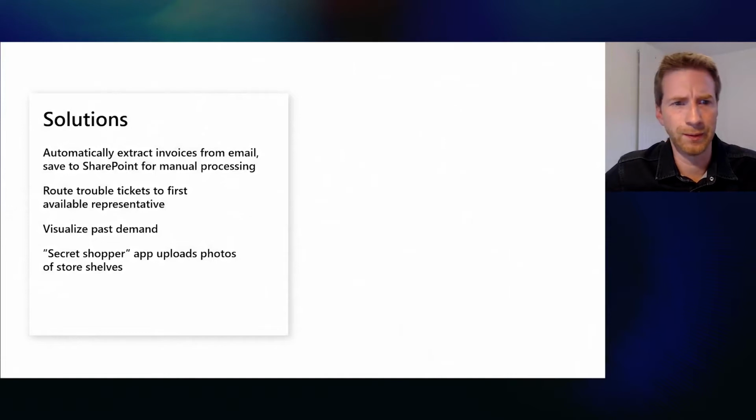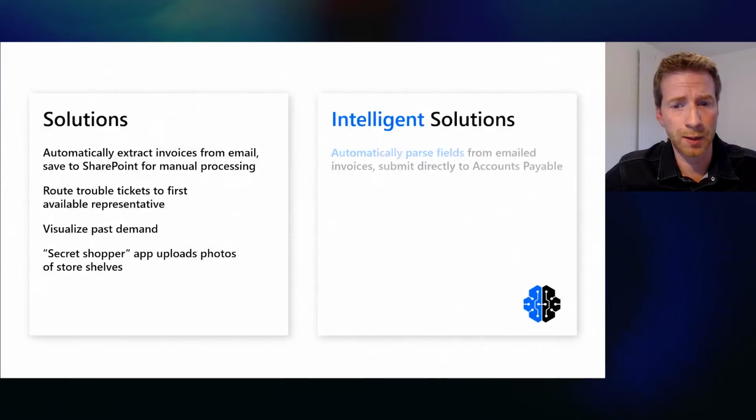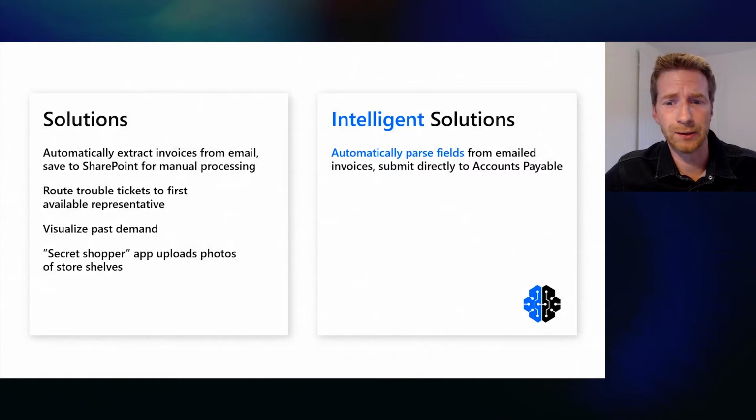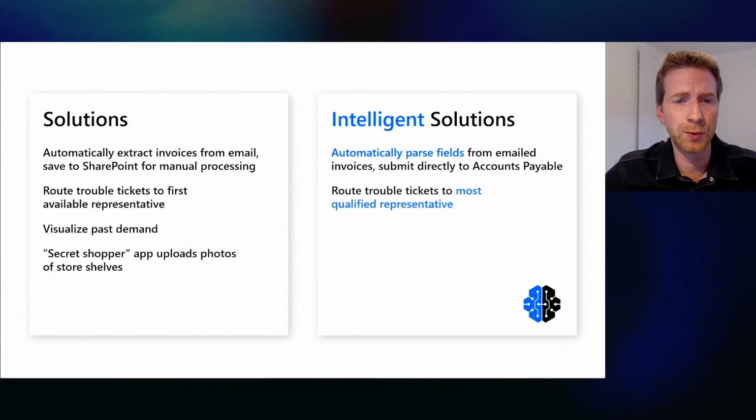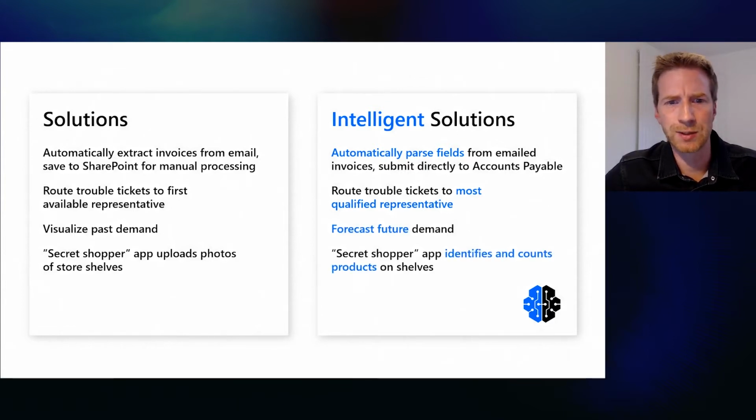For example, using a form processing model, you can automatically extract fields in an invoice and automate an accounts payable process end-to-end. Using category classification, you can categorize support tickets and route them to the best representative. Using a prediction model, you can forecast future demand, and using object detection, you can count and identify objects in images to revolutionize how you can run retail intelligence.